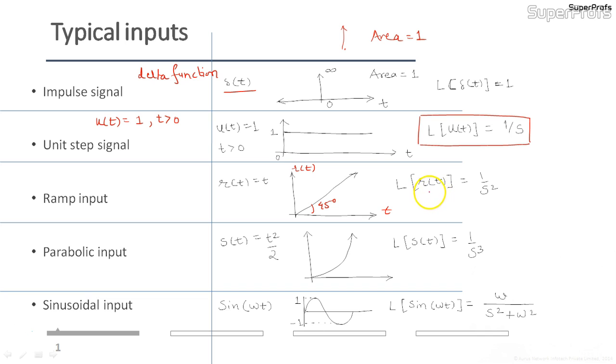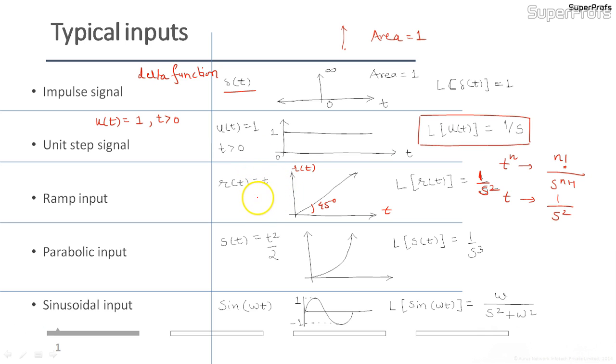The Laplace transform of a ramp input is 1 upon s square. As you know, for a time domain signal represented as t raised to n, its Laplace transform is n factorial upon s raised to n plus 1. In this case, with t raised to n where n is equal to 1, we get 1 factorial, which is 1, upon s raised to 2. So there you go. You get 1 upon s square as the Laplace transform of r of t equal to t.